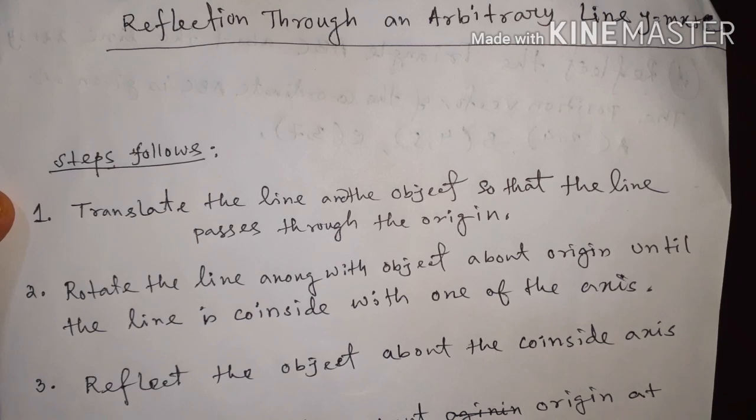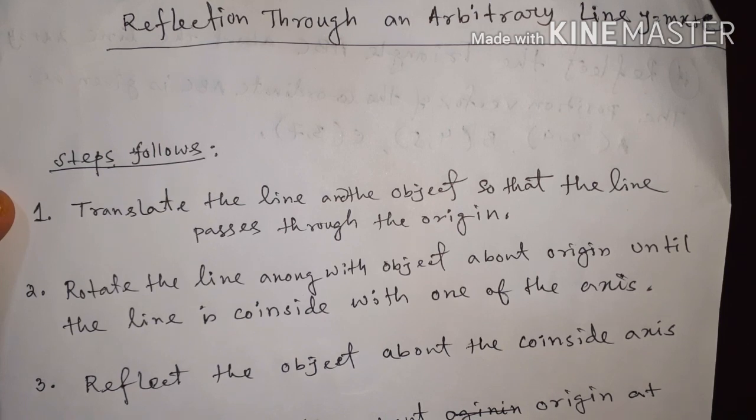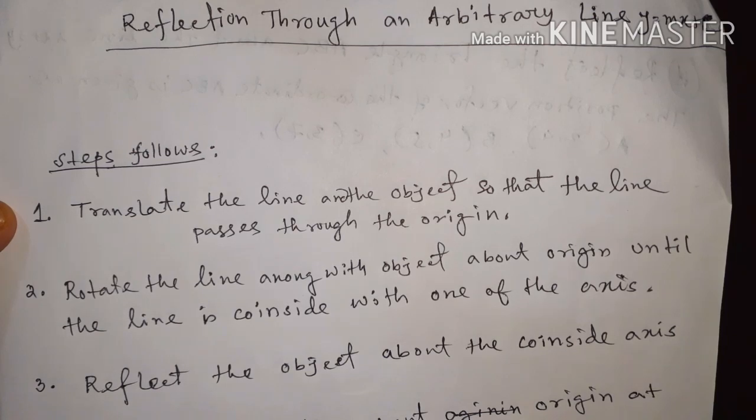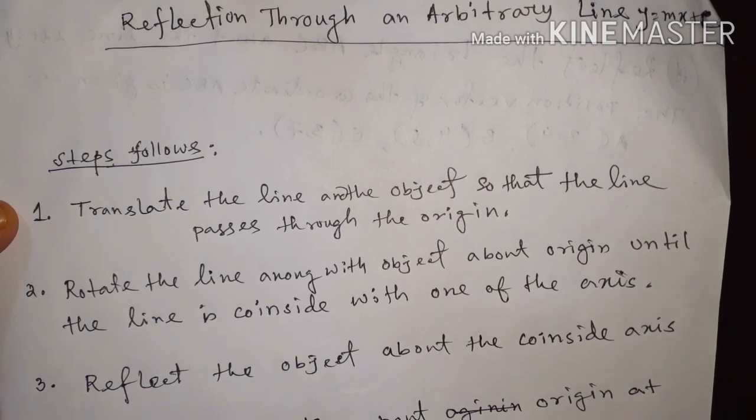Already we discussed reflection through x equal to 0, y equal to 0, the y-axis as well as y equal to minus x axis. All the lines pass through the origin, but there may be situations that arise where the line may not pass through the standard axis. So there may be situations where we have to reflect an object about an arbitrary line.